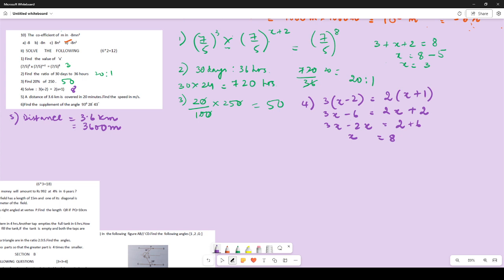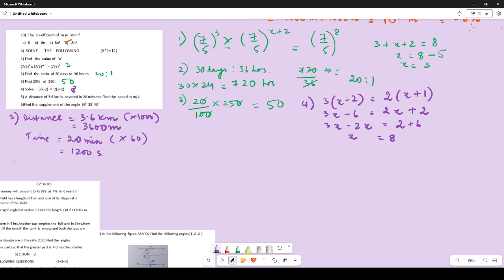3600 meters, right? 3.6 into 1000 is what? 3600. You multiply it with 1000 to convert it into meters. Why? Because 1 kilometer equals 1000 meters. This becomes 3600 meters, right? Now, time is what? 20 minutes, right? So if you have to convert it into seconds, 1 minute has how many seconds? 60 seconds. So this will be equal to 1200 seconds.